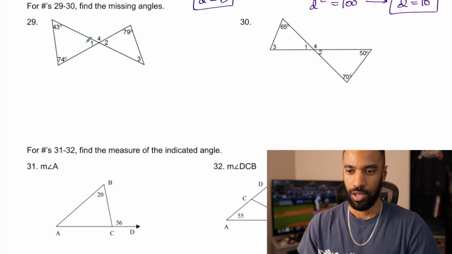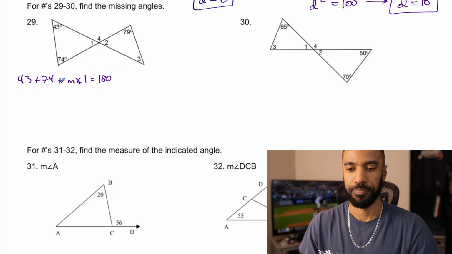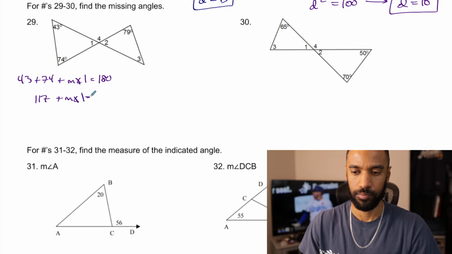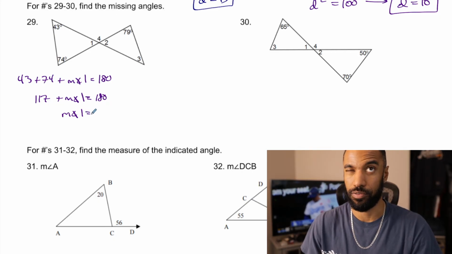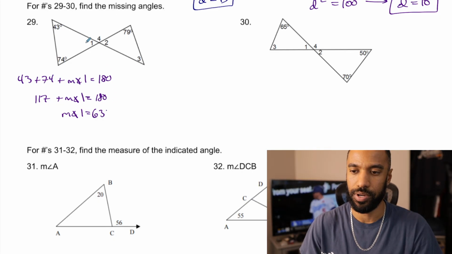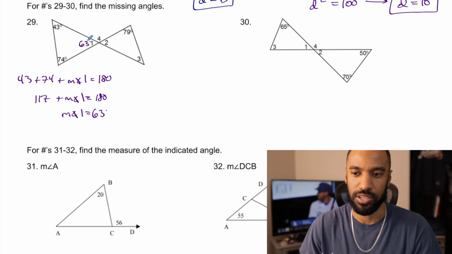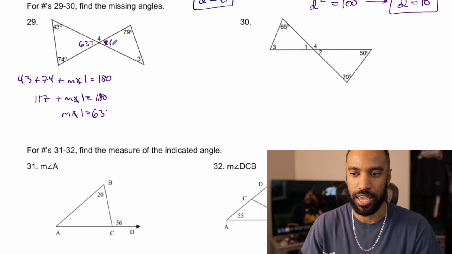Find the missing angles. So angle 1, 43 plus 74 plus the measure of angle 1 need to add to 180 right here. 43 plus 74 is 117. And if you subtract 117 from both sides, you get measure of angle 1 equals 63 degrees here. So that's 63. And you might want to write it, because this allows you to find things pretty easily after here. If this is 63, measure of angle 2 should be a vertical angle pair with it. It'll also be 63 degrees here.